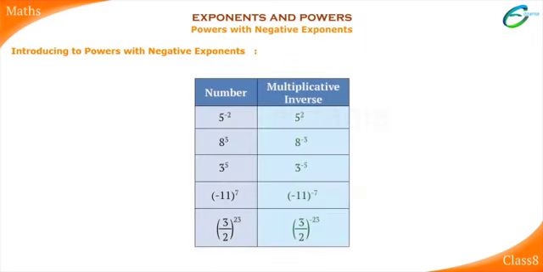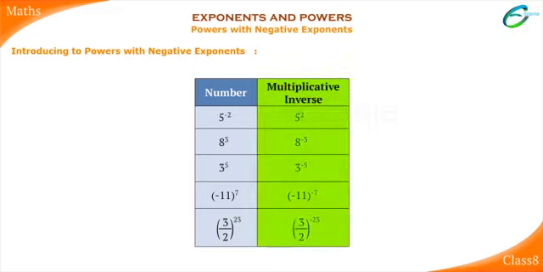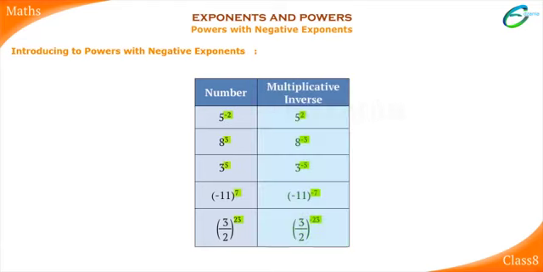Now let us look at some numbers and their multiplicative inverses. From this table, we can observe that to obtain the multiplicative inverse of a number given in the exponent form, we need to change the sign of the index of the exponent.